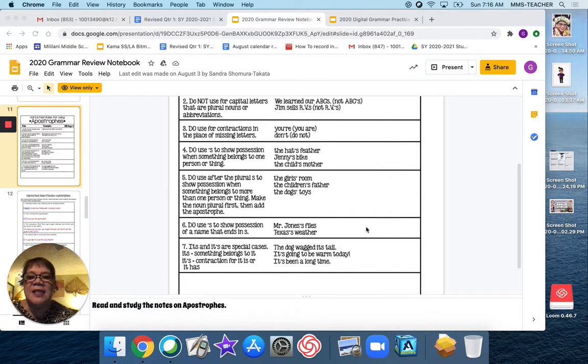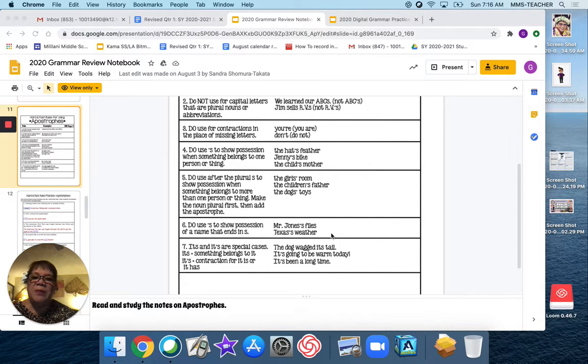Rule number 6, do use apostrophe S to show possession of a name that ends in S. So Mr. Jones's flies. Texas's weather. So it ends with an S, but you still will use an apostrophe S to show possession.